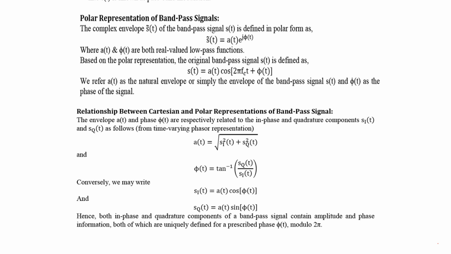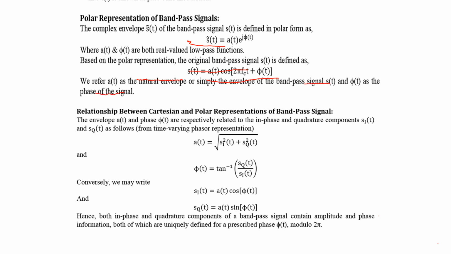Earlier it was the Cartesian form. Now we are representing the complex envelope signal in polar form. That is, S tilde of t is equal to A of t into e to the power of j phi of t, where A of t and phi of t are both real-valued low pass signals. Based on the polar representation, the original bandpass signal is S of t equal to A of t into cos of 2 pi f ct plus phi of t. Here A of t is the natural envelope, simply the envelope of the bandpass signal S of t, and phi of t is the phase angle.